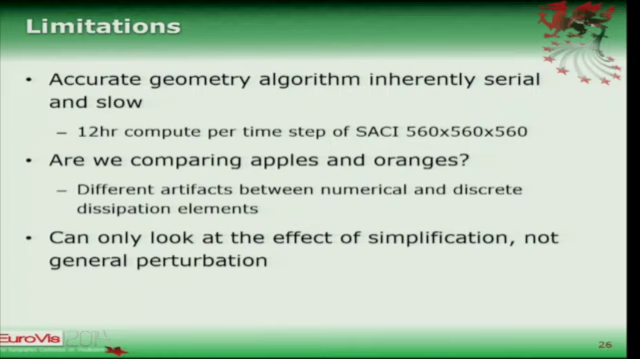Another main problem is we can only look at the effect of simplification, not general perturbation. For instance, if we have a flat region with just one minimum or one maximum, then it may be that a very small perturbation of this would create new critical points. And actually this is something where the mandatory critical points could be pretty useful, because if you put a little bound on the top and bottom, then you can start looking at that, which would be kind of neat.